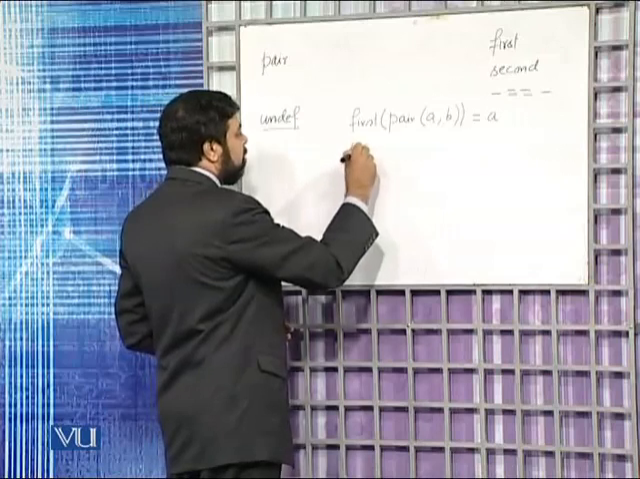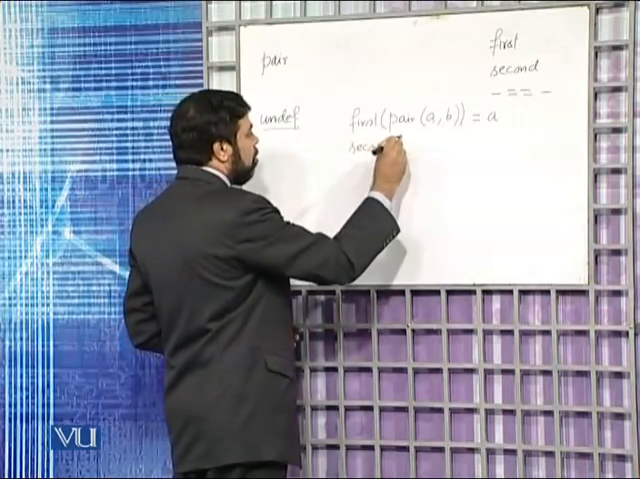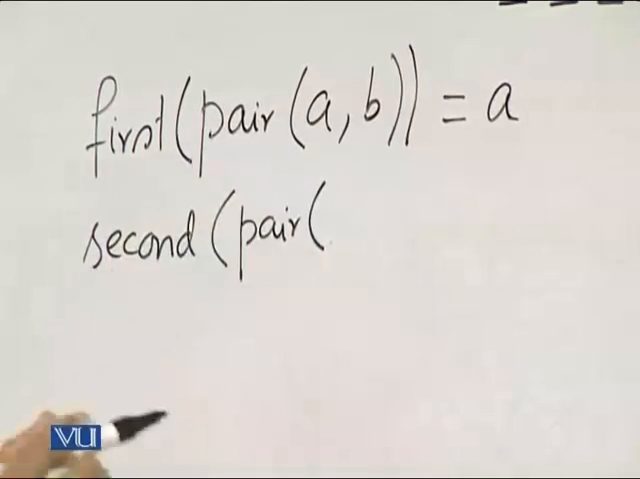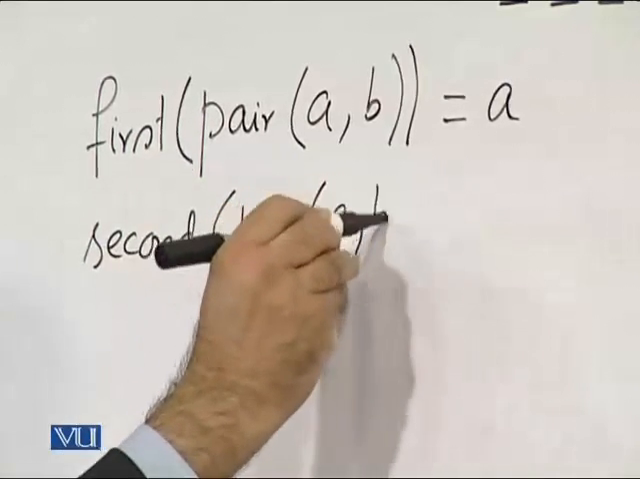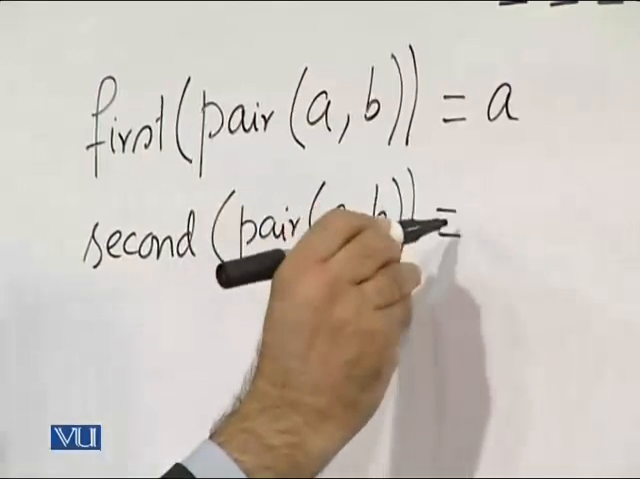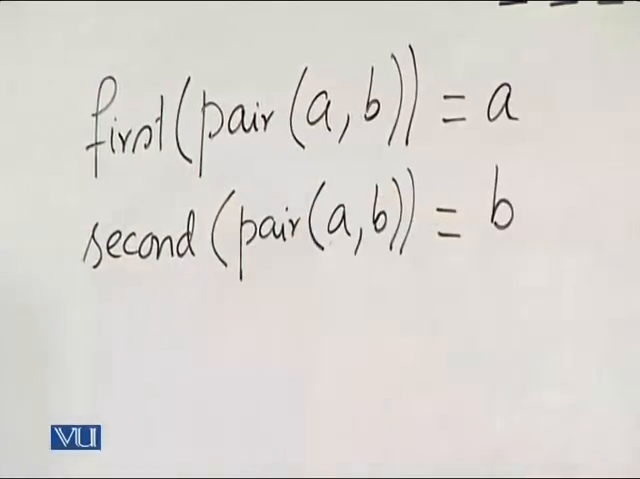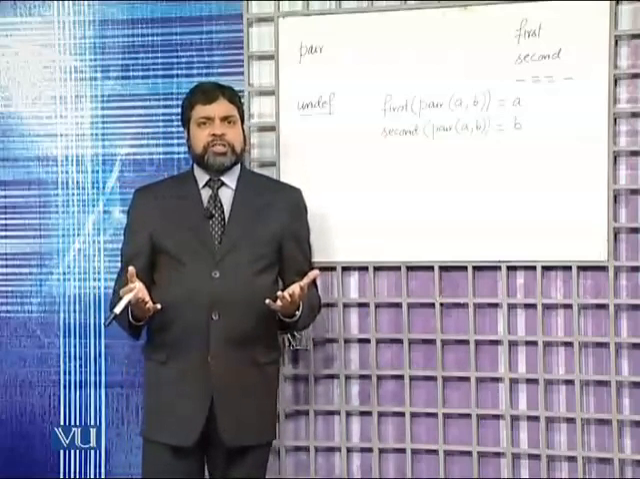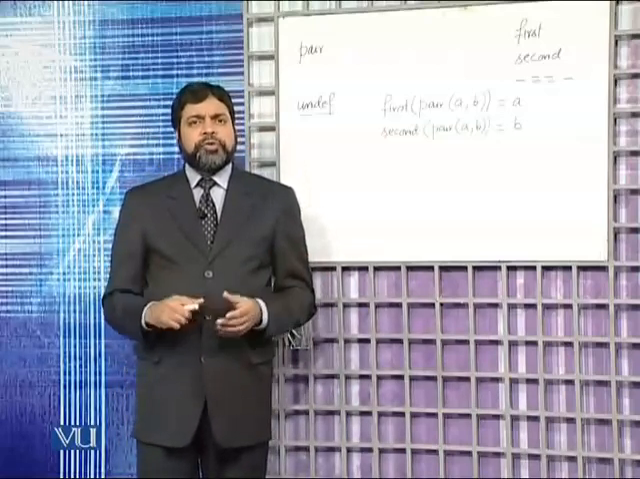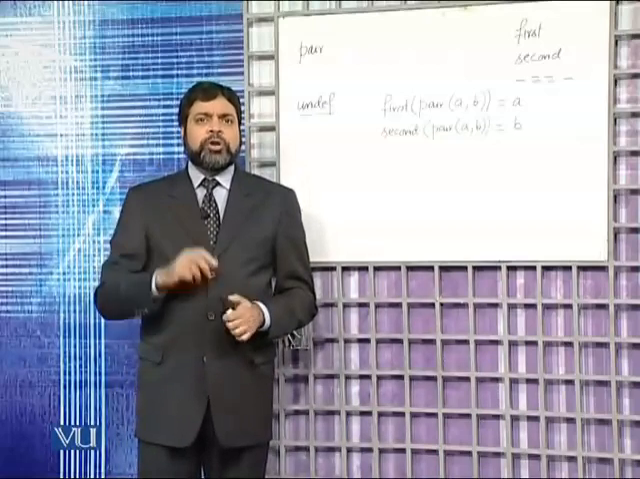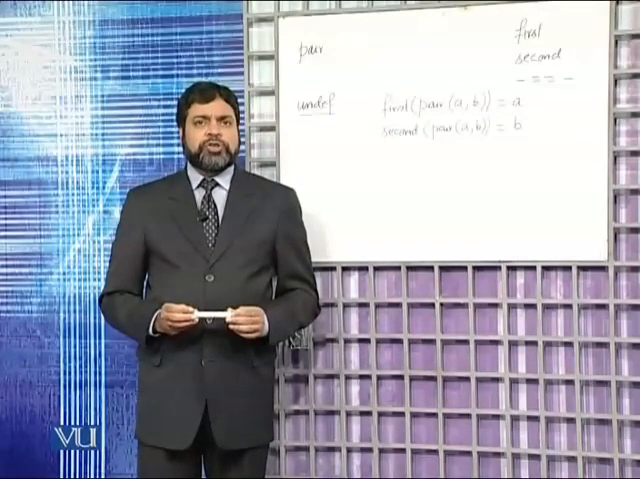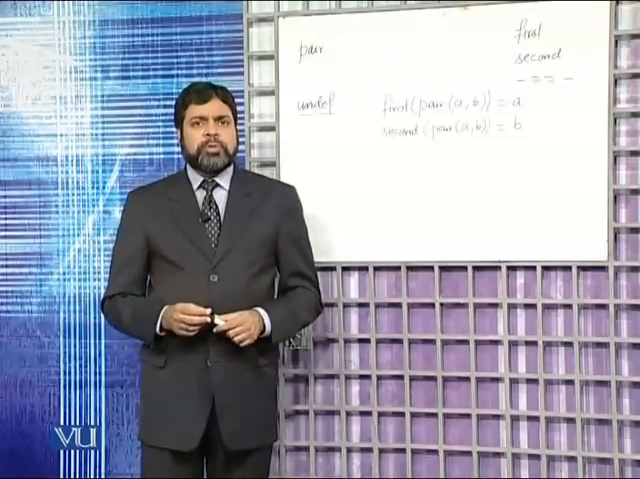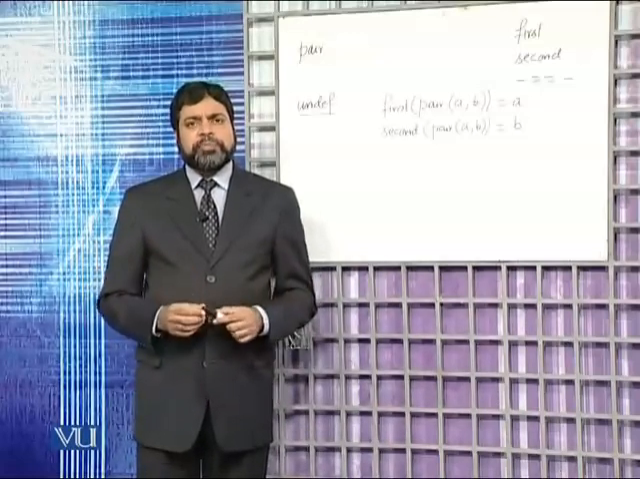The second, once again, A comma B, the answer that we get is B. Therefore, in both these cases, if you go back to your old specification that we saw earlier on, the specification of quad, this is exactly the same thing.